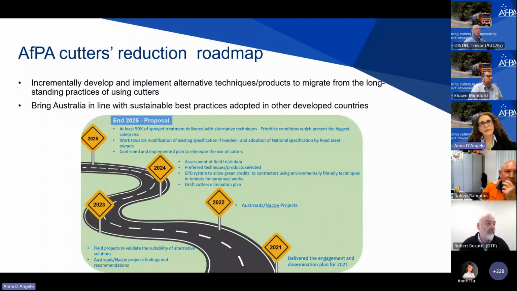Now, I won't go into the details of this strategy now, but I just want to mention that there is a project that is currently being conducted by NACOE. NACOE is the National Asset Centre of Excellence, which is an initiative of the Queensland Department of Transport and Main Roads and the Australian Road Research Board. And there's also a national project conducted by Austroads to identify all practices and conditions requiring the use of cutters and define the boundaries where these cutters can be reduced or where they are not needed.